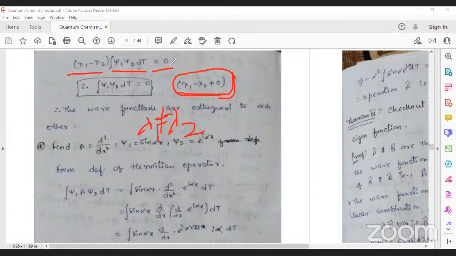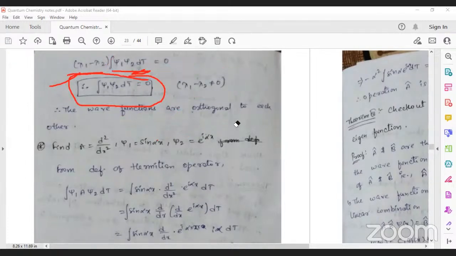But here the overall result becomes 0, which means this term must be equal to 0. This is not equal to 0, but the result is 0. So this term becomes equal to 0. Therefore, the integral of psi 1 into psi 2 into d tau is equal to 0. So therefore we can say that the wave functions are orthogonal to each other.